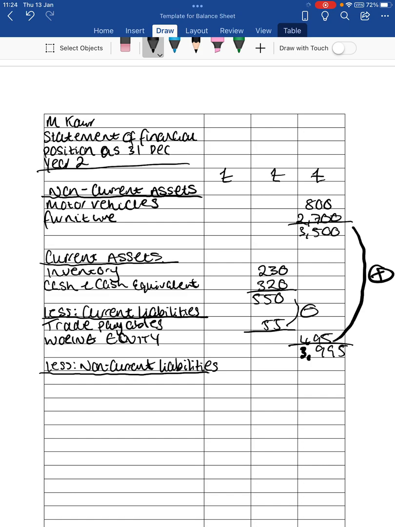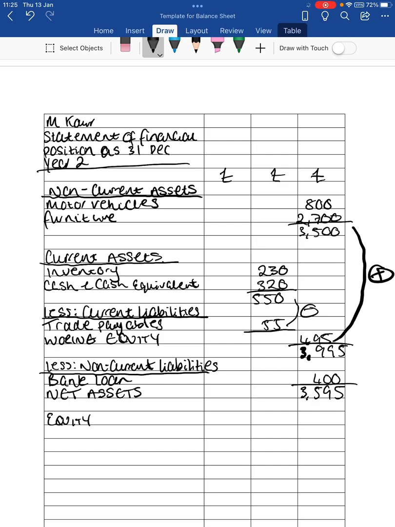And we've only got one non-current liability, which is our bank loan. Our bank loan was worth 400. So 3,995 take away 400 will leave us with net assets of 3,595. That wasn't very neat. Let me just write that again. 3,595. Cool. Once we've got our net assets, we're going to move on to our equity column.